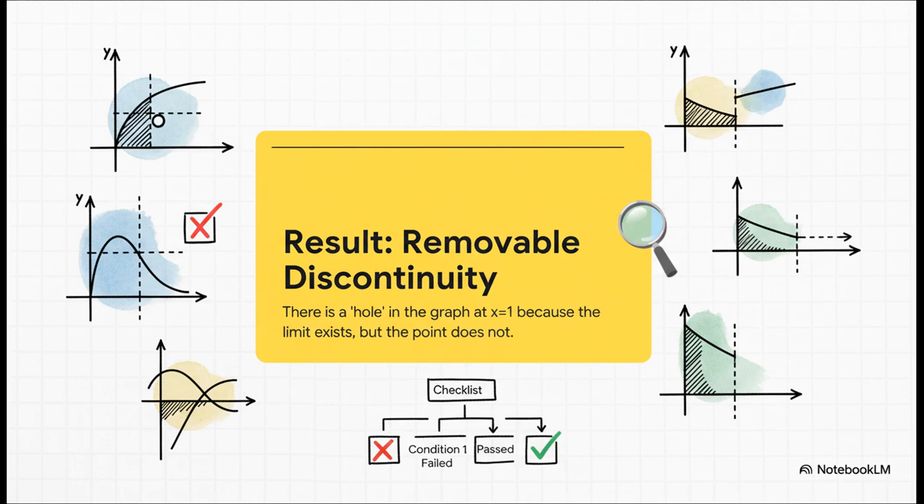So here's the takeaway. Since condition 1 failed, but condition 2 passed, our diagnostic table tells us exactly what this is. It's a removable discontinuity. All that means is there's a tiny, single-point hole in the graph, right at x equals 1.